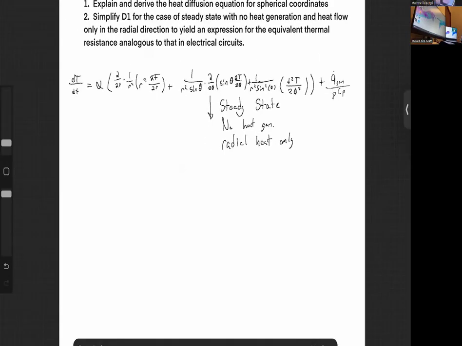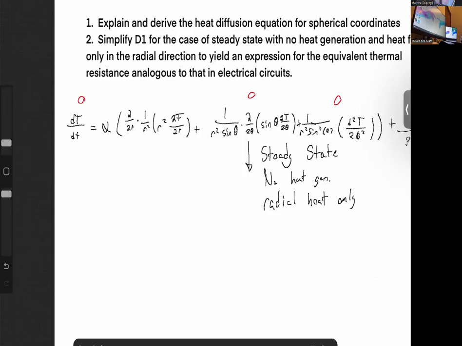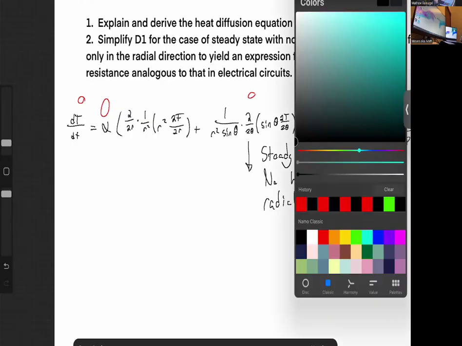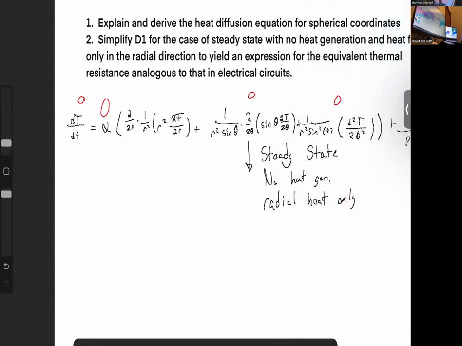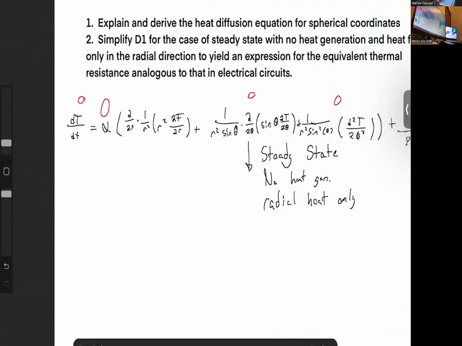Okay, so with these assumptions, we know that generation equals zero. We know that the phi and the theta heats also equal zero, and that our change of temperature with respect to time is zero. And we know that there is no heat diffusion coefficient present in our system. And we also know that the 1 over r squared in this case is irrelevant because this would just multiply to zero.